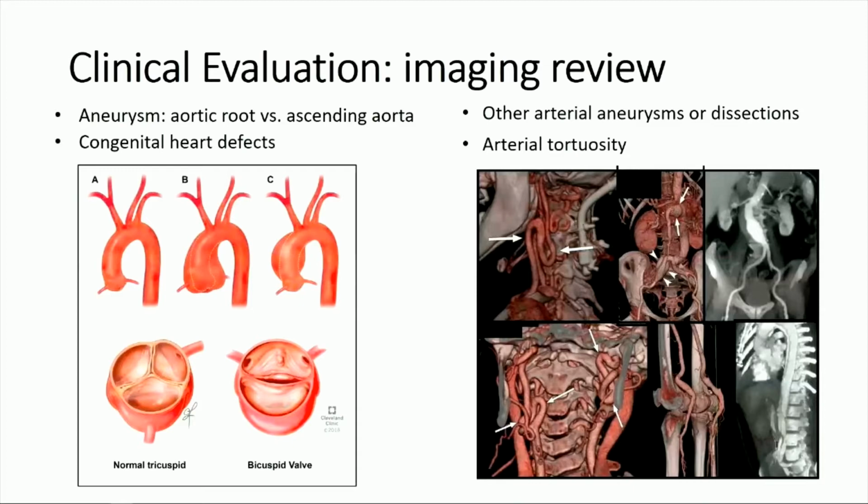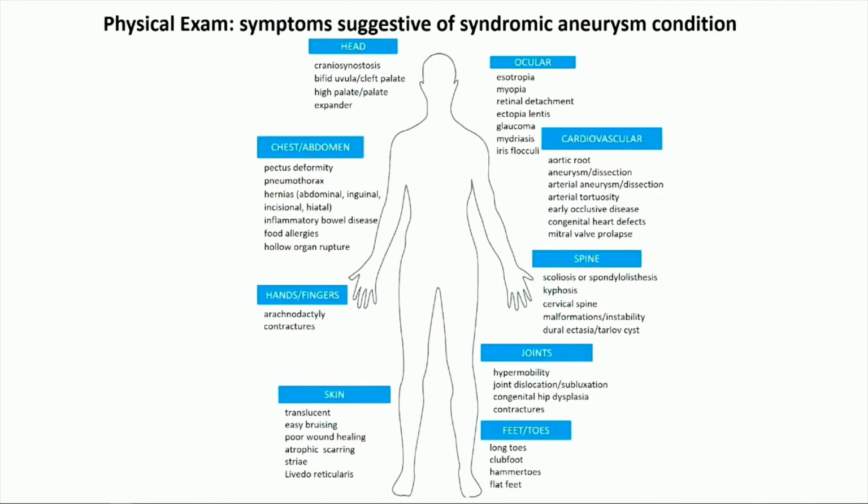Sometimes small dissections can happen in the carotids or vertebrals, the arteries in the neck, sometimes in the iliacs or in the branch vessels going off from the abdominal aorta. We also can sometimes see arterial tortuosity, or these winding or curvy blood vessels, which aren't bad blood vessels, they're just diagnostic clues to some genetic conditions. In addition to imaging, we're going to go through a good physical exam, or at least a review of systems from head to toe, to look for any other constellation of features that might be indicative of a syndromic presentation.